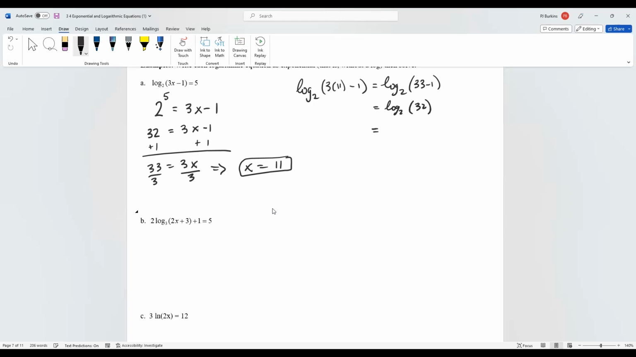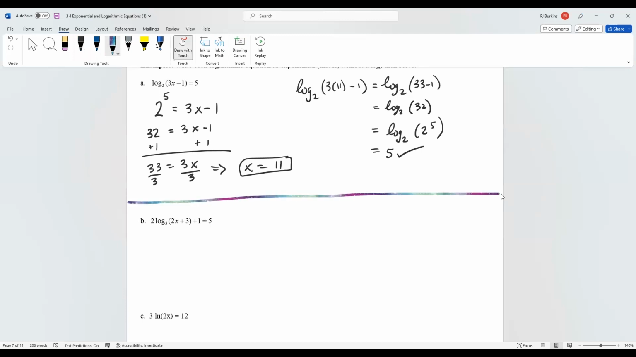Now 32 is 2 to the 5th, so log base 2 of 2 to the 5th. And remember, if we have log base 2 and inside of the argument is a base of 2 to a power, then we just get back the power. So it looks like we get 5. So that one worked out just fine. Let's continue here with another example.